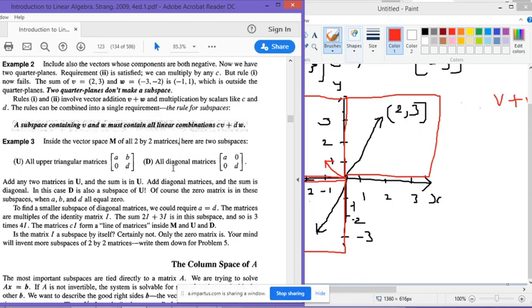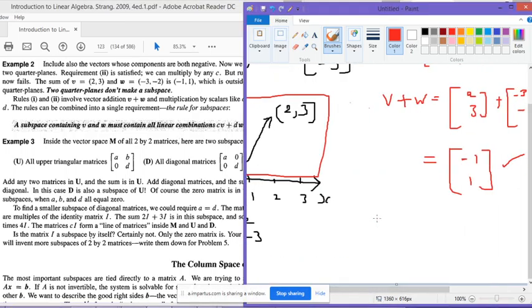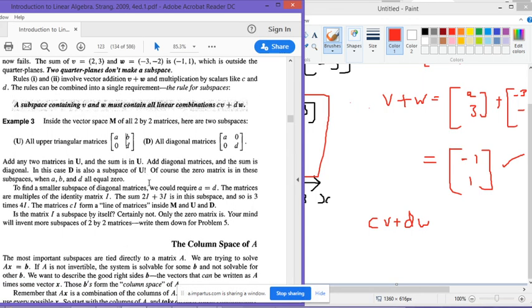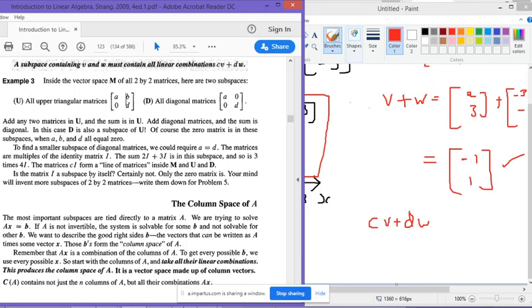So a subspace containing V and W must contain all linear combinations, that is C into V plus D into W. There are a couple of examples with respect to vector matrix. We will see these in the coming classes.